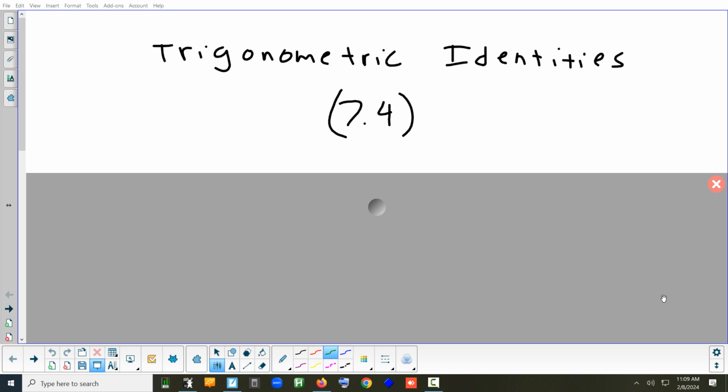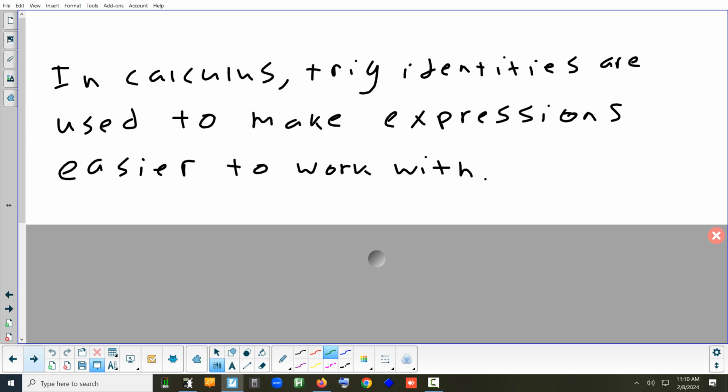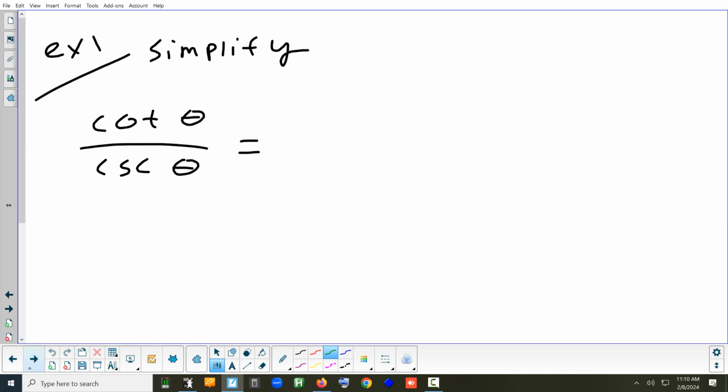All right, so section 4 is basically about taking an equation that has trig in it and not necessarily being able to get rid of the trig, but simplify the trig. Okay? So if you had a problem like this, there's a way that we can simplify that so it's not as complicated. You get 2 different trig functions and you're being divided.